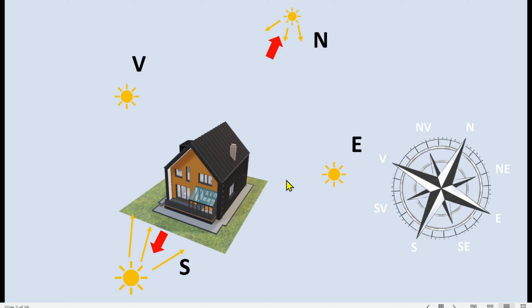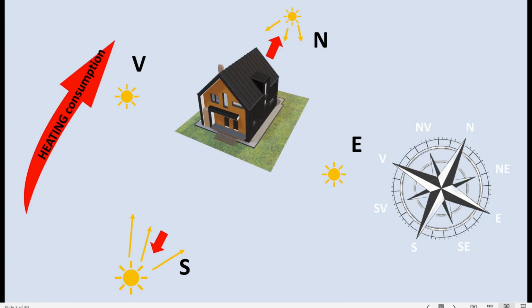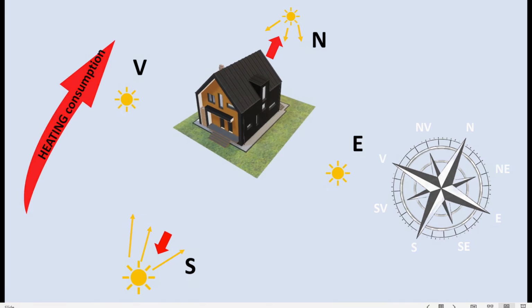In this video, we will see how much energy consumption for heating increases when we change the orientation of the house from the south, where solar energy is maximum, to the north, where solar energy is minimum.